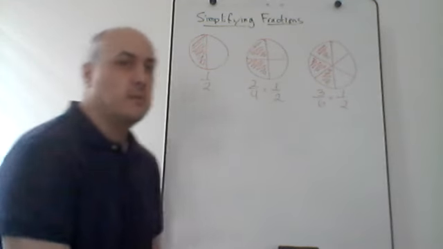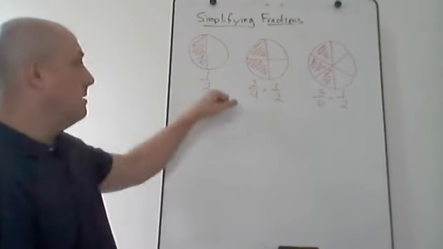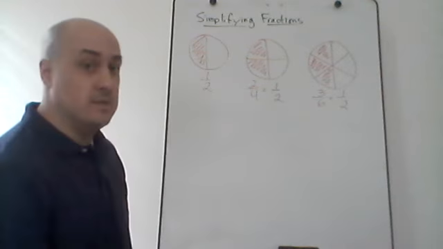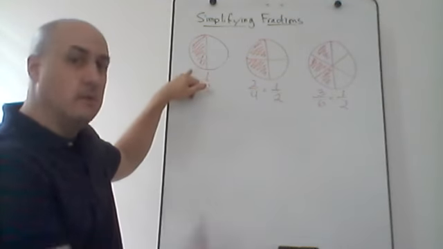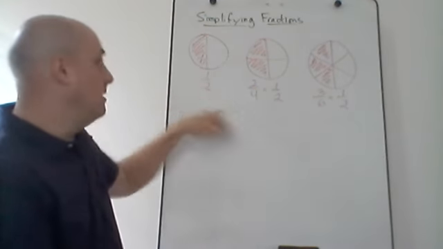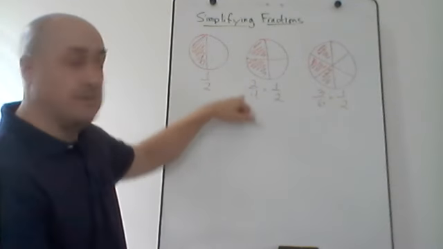All right, in this video, we're going to talk about simplifying fractions. To start off, I drew three visual representations of three different fractions. We have 1/2, a circle where 1 out of 2 pieces is filled in. We have a circle divided into 4 pieces where 2 of those pieces are filled in, so that's 2/4.